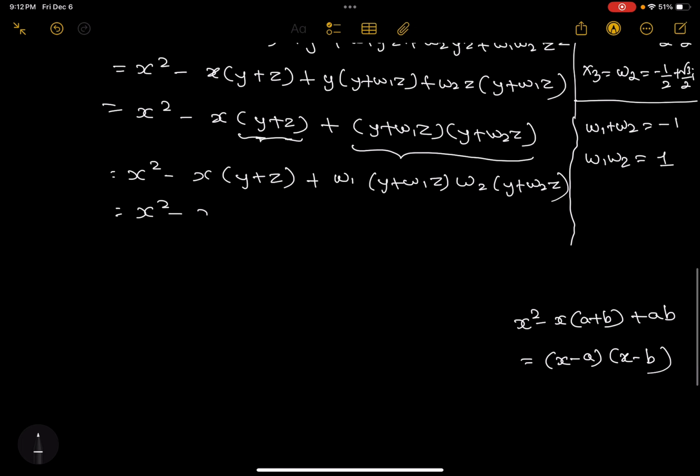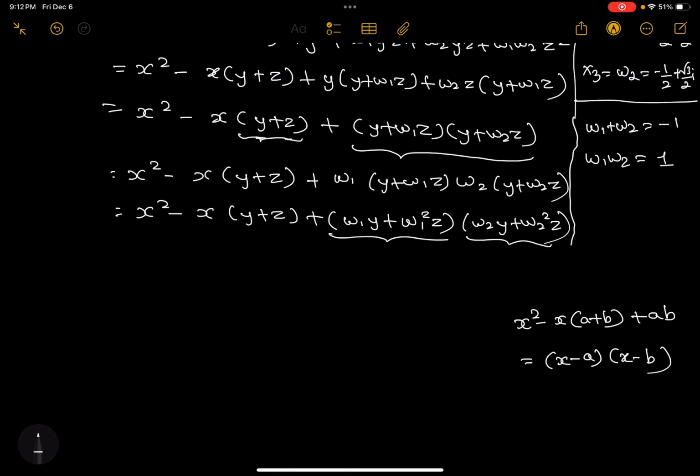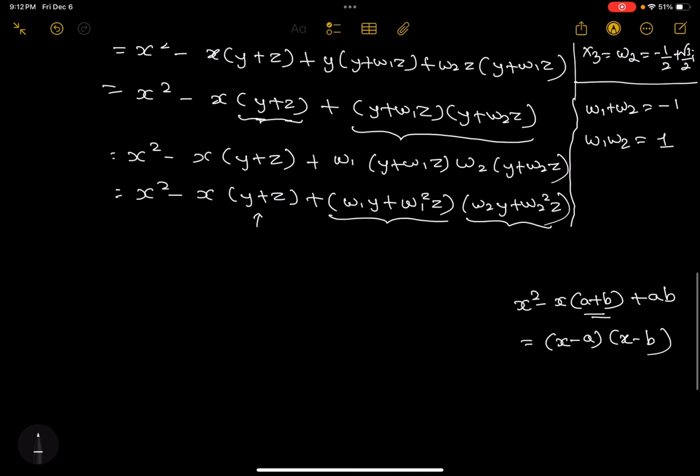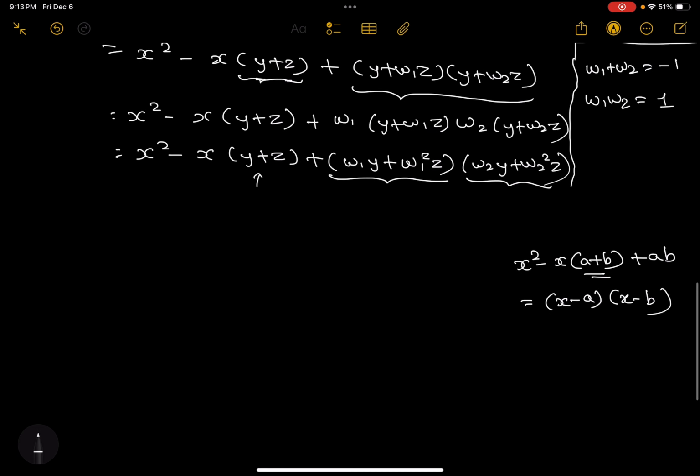Now this becomes omega 1 y plus omega 1 square z, and this becomes omega 2 y plus omega 2 square z. Now let's say these two are the products. If we try to take the sum a plus b, it will be exactly this expression over here. Let me show you that the sum is exactly that expression. If I take omega 1 y plus omega 1 square z plus omega 2 y plus omega 2 square z.